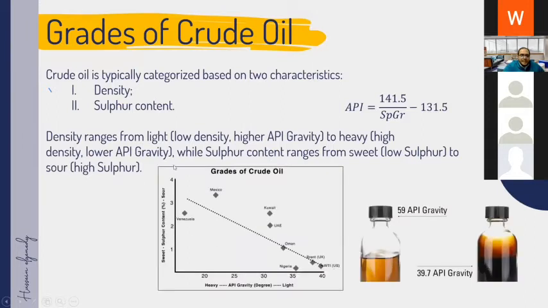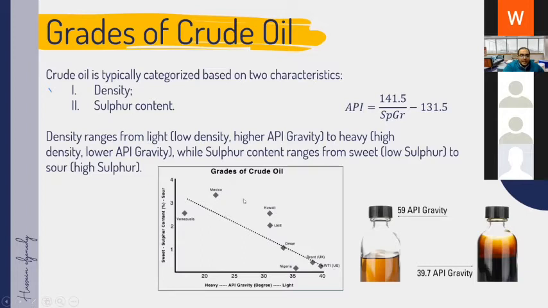Let's look at this graph here. It shows the grades of crude oil based on their sulfur content and API gravity. As the API gravity increases, the density of the oil decreases, and as the API decreases, the density of the oil increases. Whenever the API gravity number is high, it means the crude oil is lighter and better for the refinery, with no need for a lot of processing to extract the valuable components.